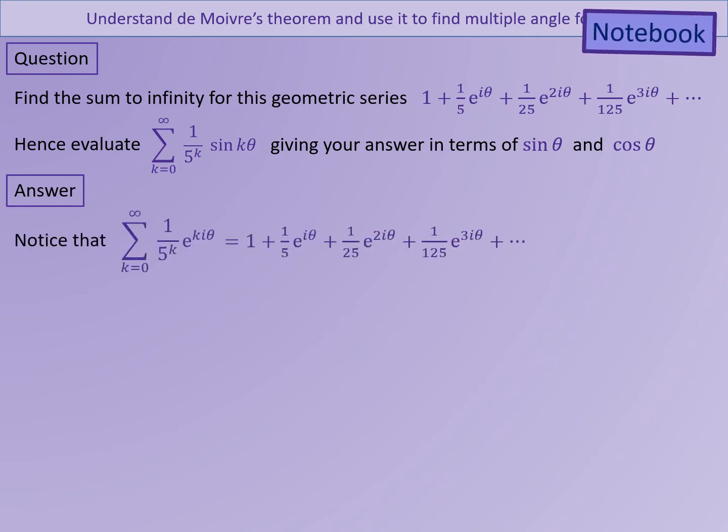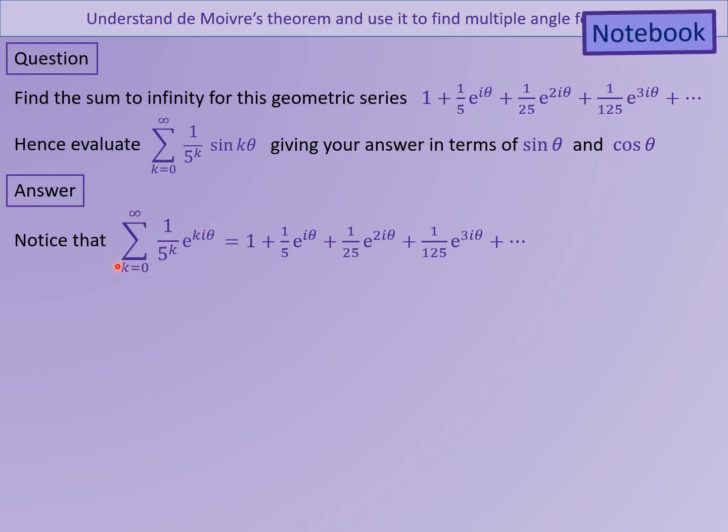Right. So I've worked out the sum to infinity. Let's see how that's going to help me answer this next question. Now, instead of going straight to this one, what I'm going to look at is, what is this series? How do I write this series? And I've noticed that I could write it like this, starting with k equaling 0, because then 1/5 to the power 0 is just going to be 1, and e to the power 0 is going to be 1, so that's definitely going to be 1 to start with. And then if k equals 1, I notice it's a fifth e to the I theta. So basically what I've done is I've written that geometric series as series notation.